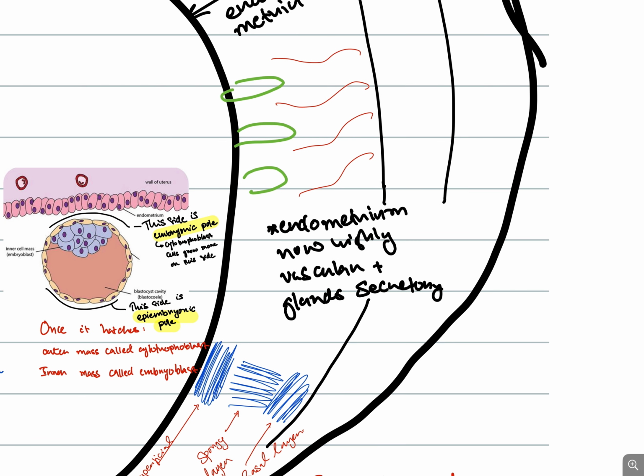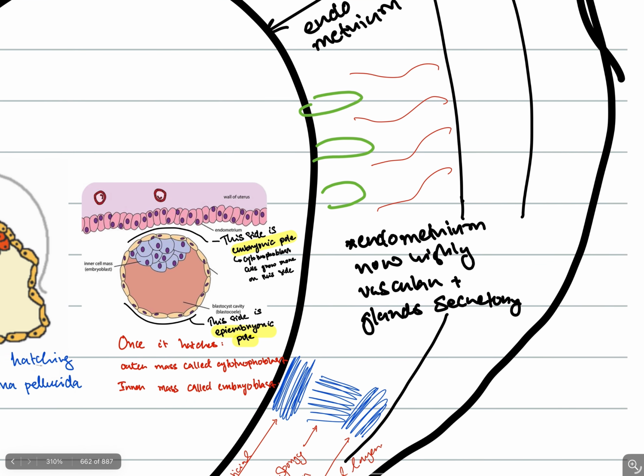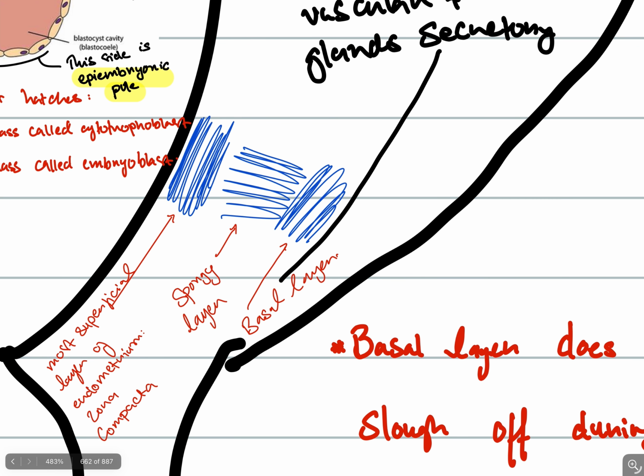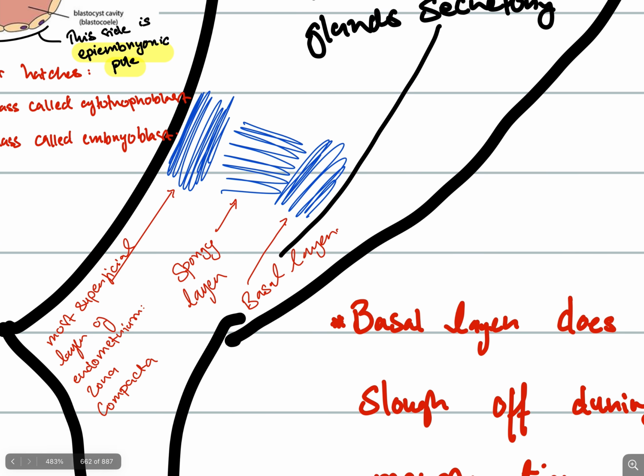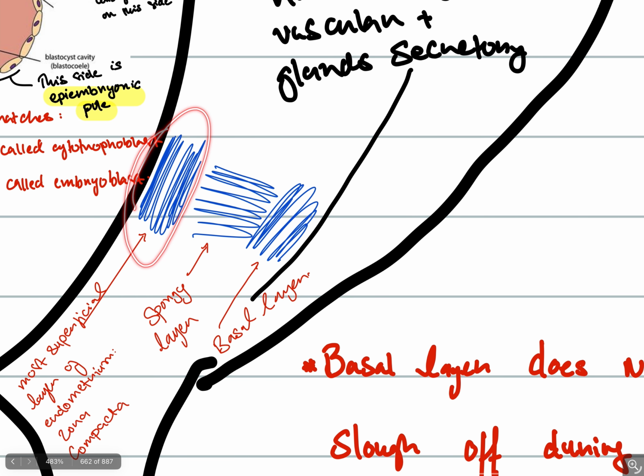And the reason for this is because of the stage of the menstrual cycle that we're at. And this is the perfect environment for a fertilized egg to embed into the endometrium. So within the endometrium, we have what we call the functional layer, which constitutes the zona compacta. So here, the most superficial layer is the zona compacta, and then we have the spongy layer here, and then we have the basal layer.